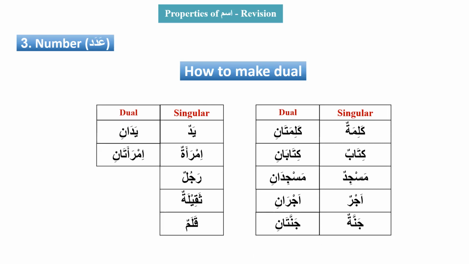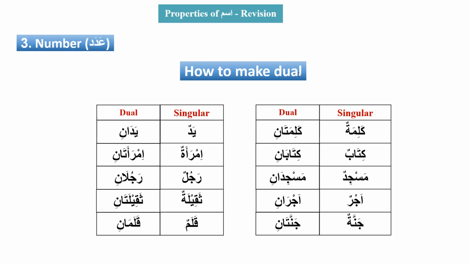We go to Zainab. Rajulun means one man. What is two men? Rajulani. Thaqilatun means something heavy. How about two things which are heavy? Thaqilatani. Qalamun means a pen. Two pens. Qalamani. Yeah. So you see, this is straightforward.